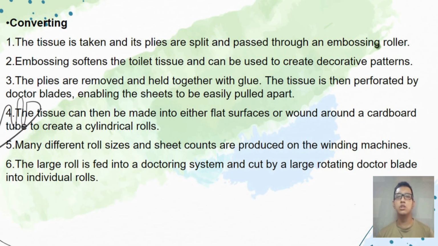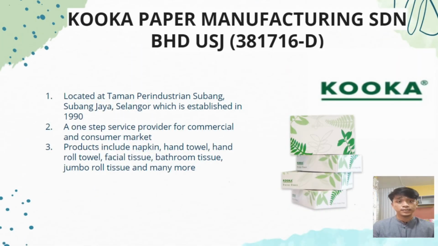Kuka Paper Manufacturing Sdn Bhd, based in Subang Jaya, Selangor, is an example of a Malaysian company that produces tissue paper. It is a one-stop service provider for the commercial and consumer market. Aside from tissue paper, they also produce hand towels, napkins and many other items.